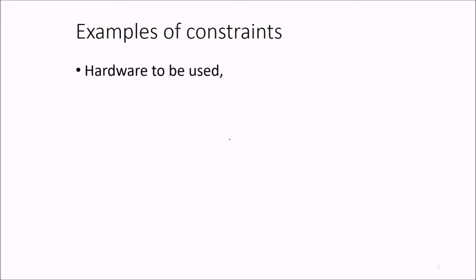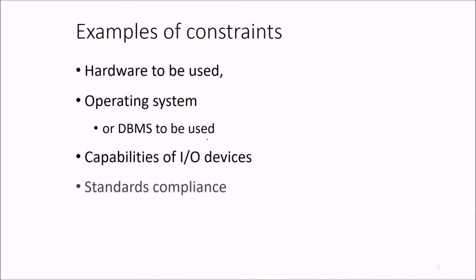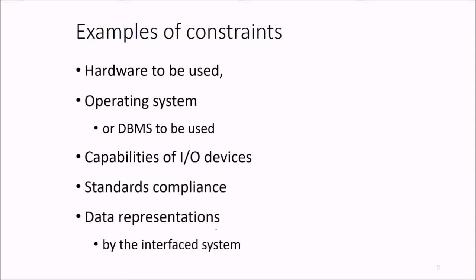Let us see a few more examples of constraints, like the hardware to be used, operating systems, or DBMS, like whether you want to use Oracle, MySQL, or DB2. And what will be the capabilities of input-output devices? The standards I just mentioned, standards compliant, means IEEE, ISO, IEC 12207, which standards you wish this software to comply with. And data representations by the system which is interfaced with your software.